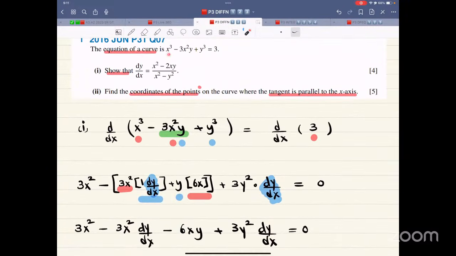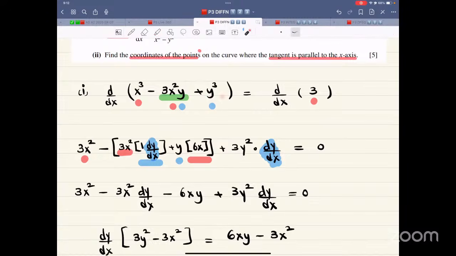So the derivative of x cubed is 3x squared. Derivative of 3x squared y, that is product rule. 3x squared into the derivative of y, 1 into dy by dx. Y into the derivative of 3x squared, that is 6x. And this thing, this dot over here, that is also applicable over here.